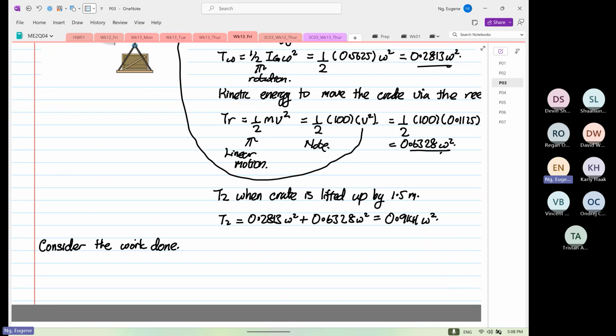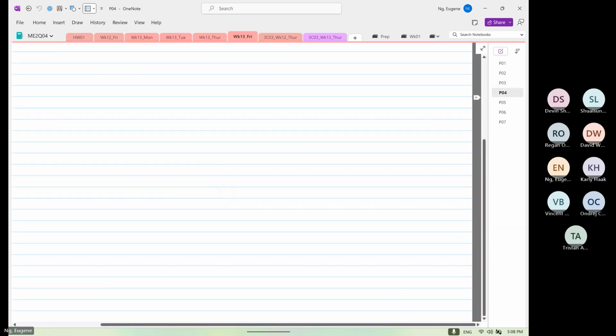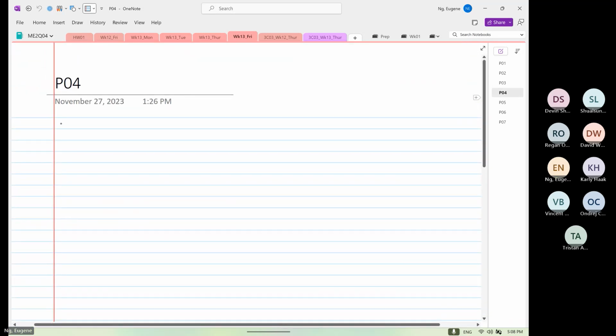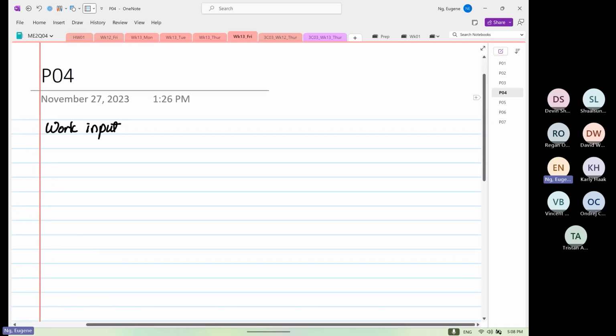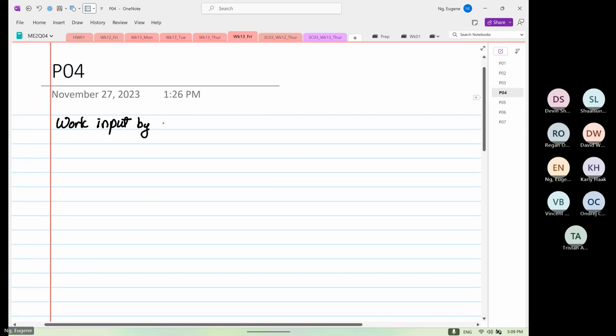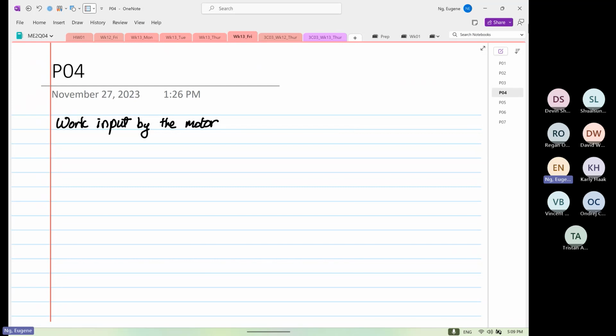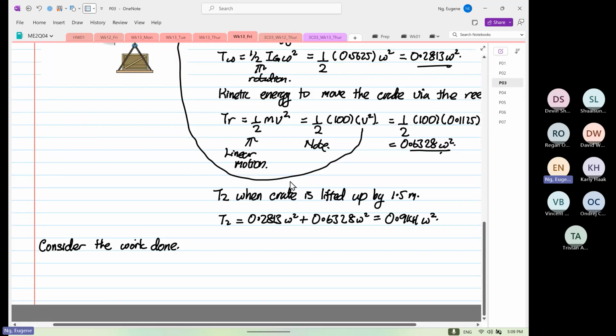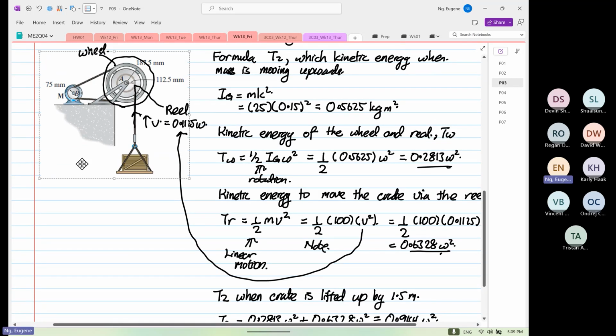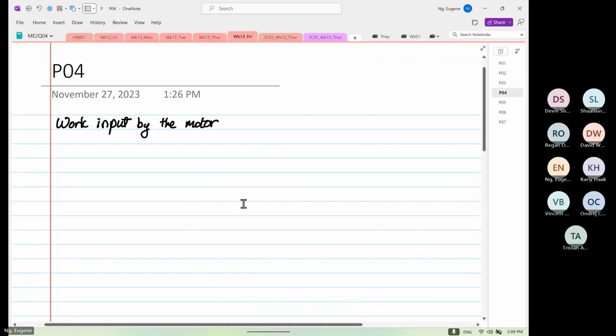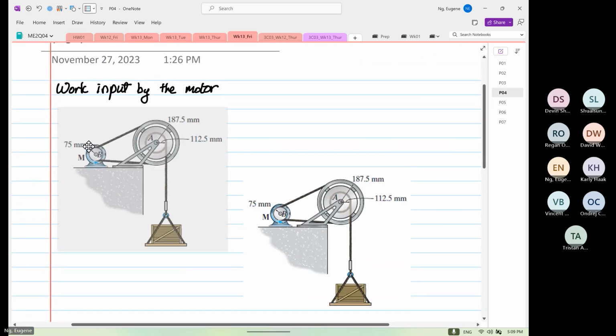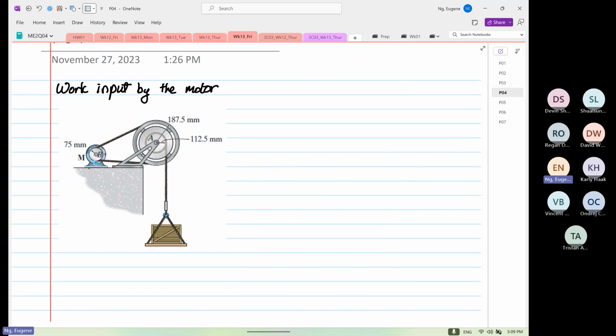So now we are going to look into the work input by the motor. Okay, so we are going to look at the work input by the motor. The motor is over here.